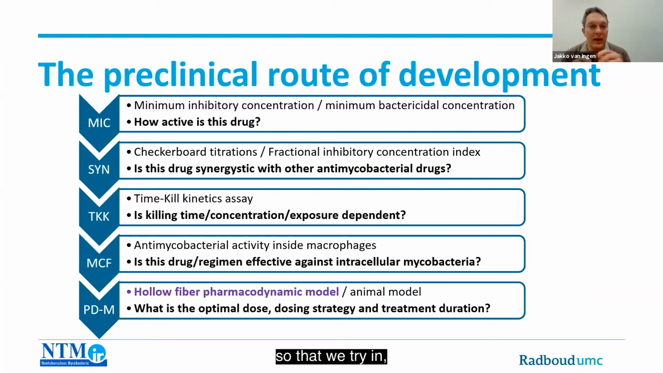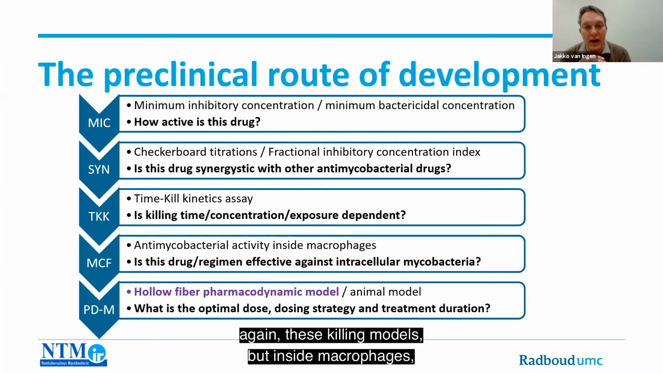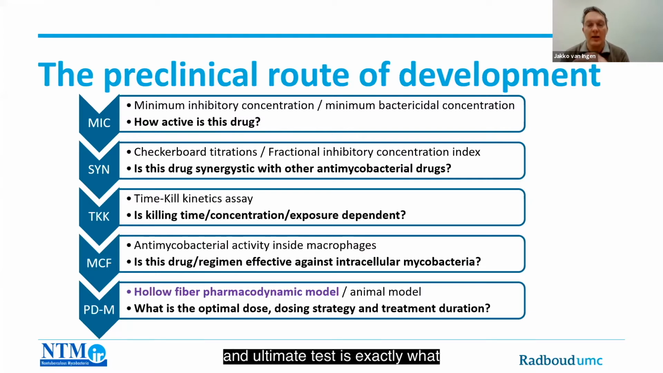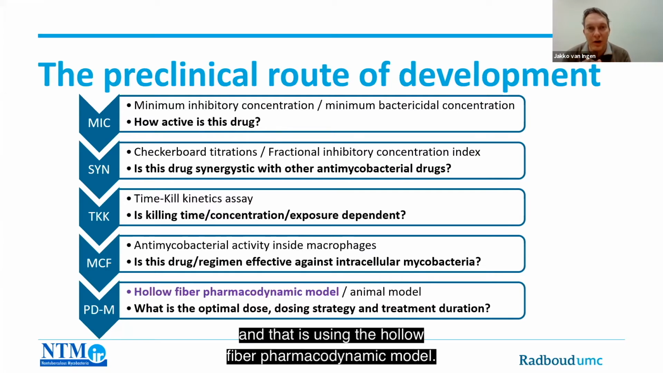So that we try again, these killing models, but inside macrophages. And then if the drug has passed all those tests and we're almost ready to sign off on saying, okay, this looks good, then we do the ultimate test. And the ultimate test is exactly what Jelmer Rijmakers will inform you about, because he is our expert on that. And that is using the hollow fiber pharmacodynamic model.